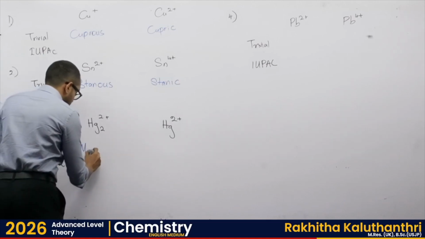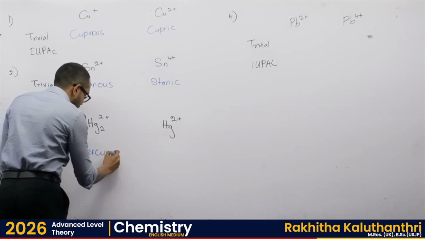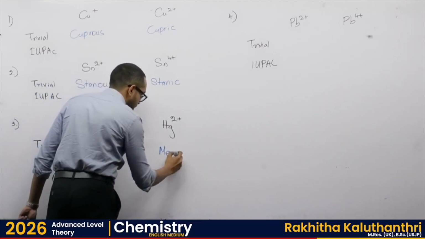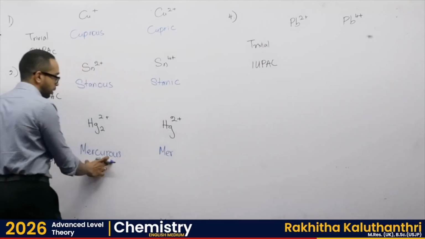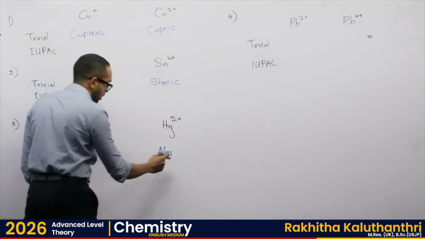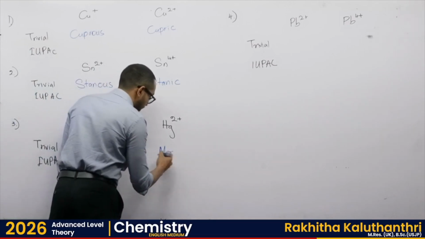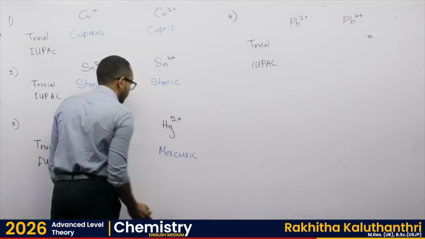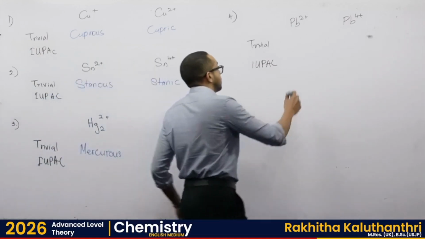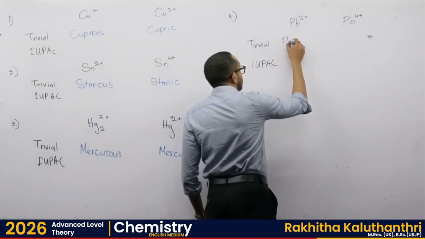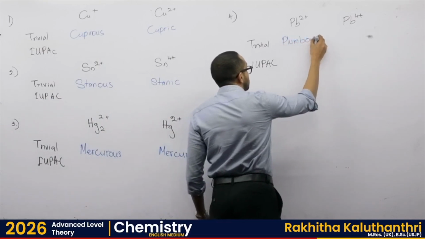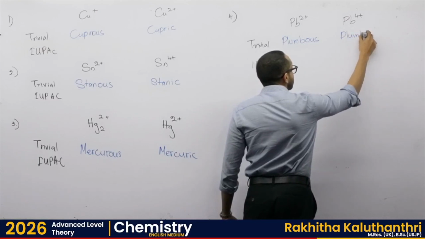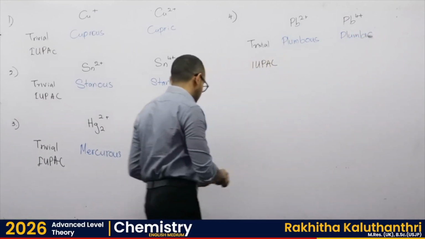Stannous, stannic. And we have mercury here: mercurous, and this is called mercuric. This is the way in which you write it. Don't try to find out what Hg means. We write mercurous and mercuric. And this is called plumbous ions, and this is plumbic ions.